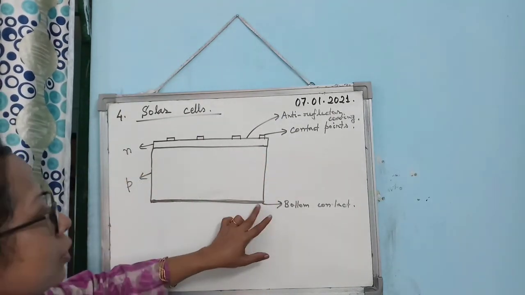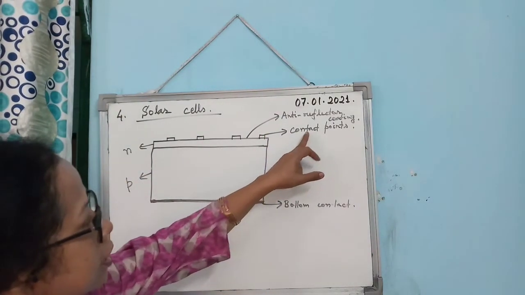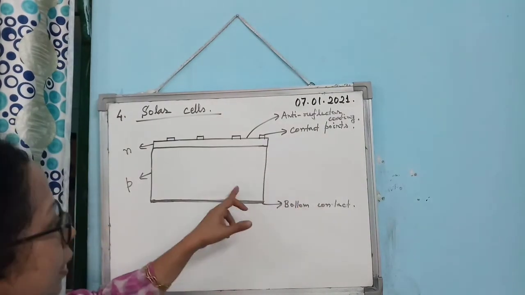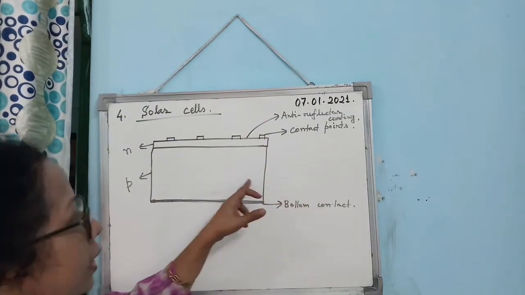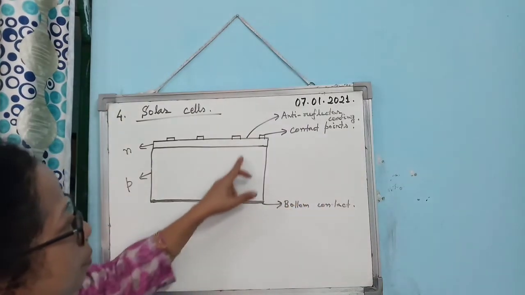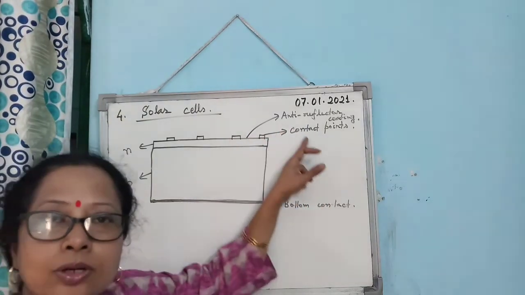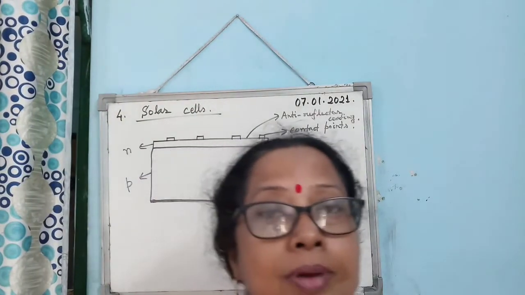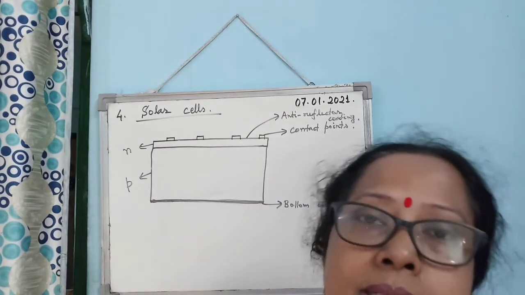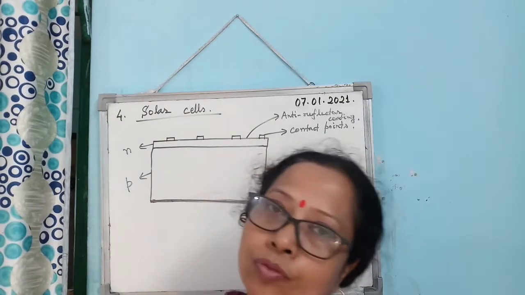When you make contact at the top point and bottom point, the electrons produced here will get a closed path to circulate. When the electrons circulate through the closed path, it will give rise to current. So this is the way the solar cell works.